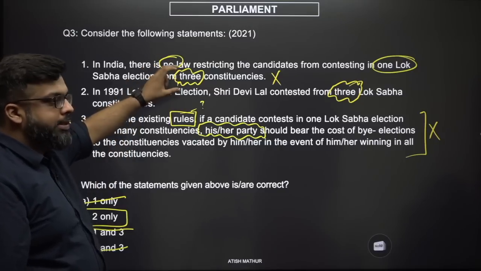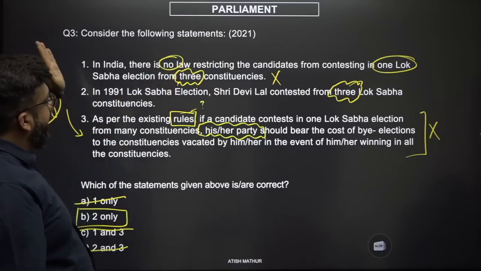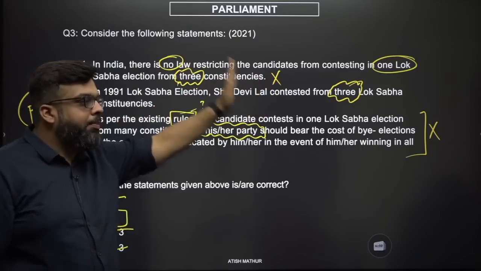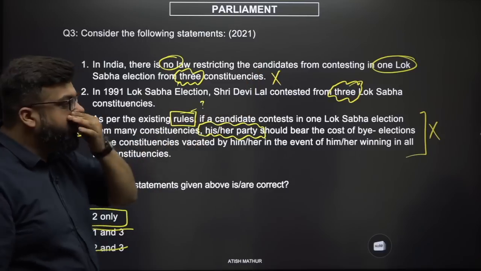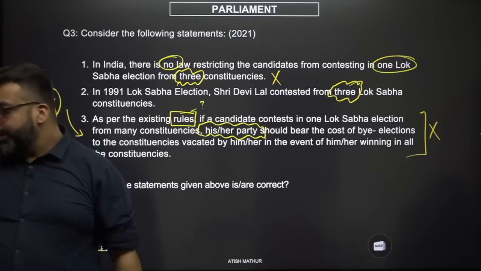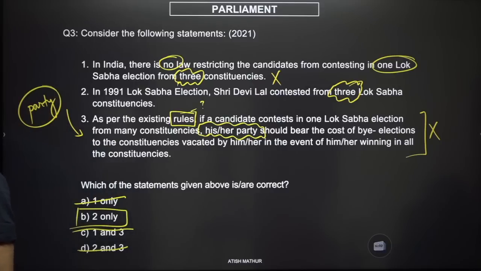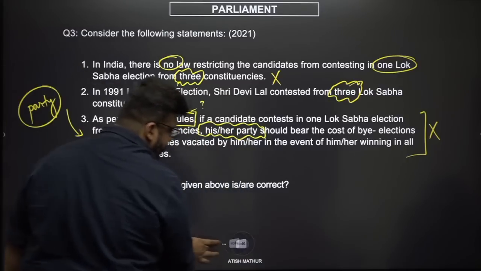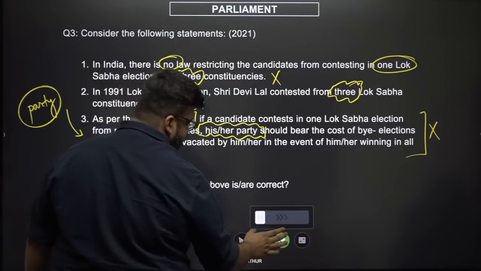What you are left with is this, which means if you read both the statements together, up until a certain point you could contest from 3, but after a certain point you can only contest from 2. So the second option is correct. This particular gentleman had contested from 3 constituencies, and therefore the answer to this question becomes your B, which is 2 only. So this is your answer.